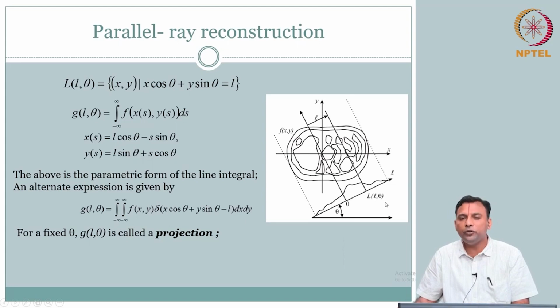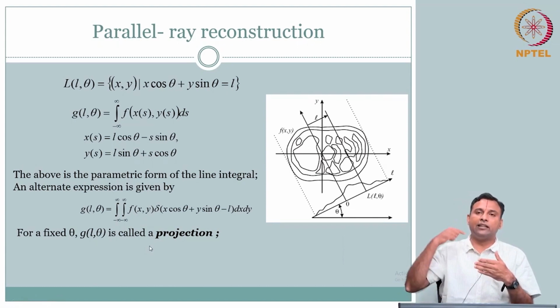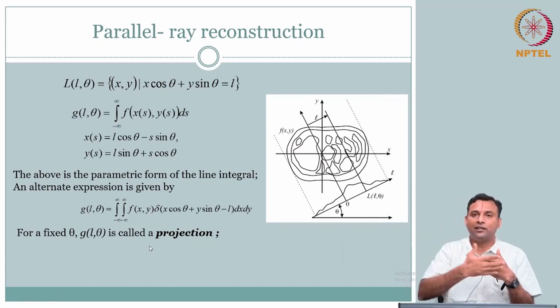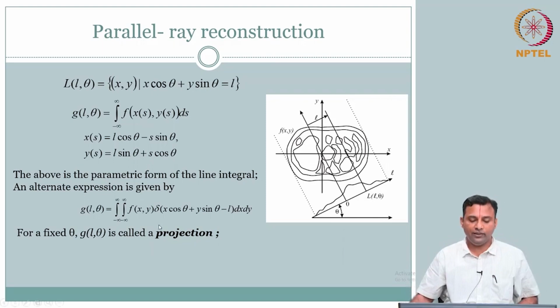Clear. You knew this from before, but we have just written it out mathematically. We talked about this line integral being nothing but the projection. You are collapsing the third dimension when we did projection radiography. Here you are collapsing the slice to one line. So, it is a projection. So, g of L comma theta is called the projection, and this projection is at a particular theta.